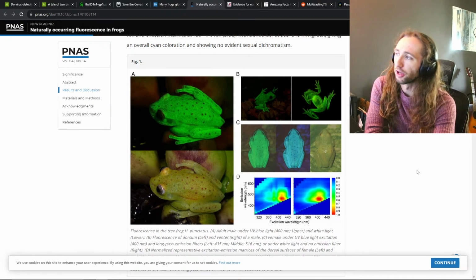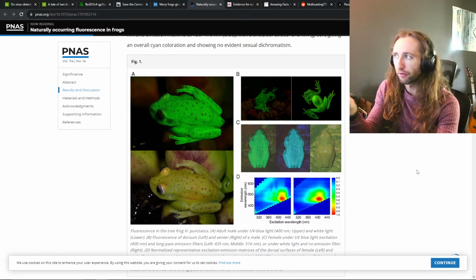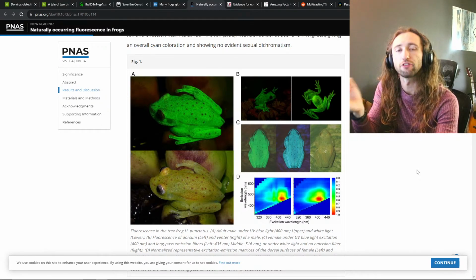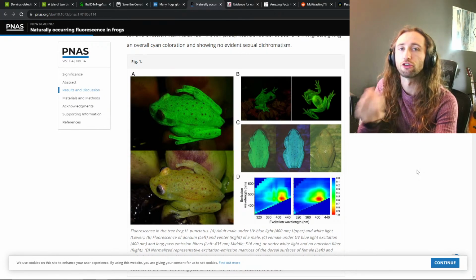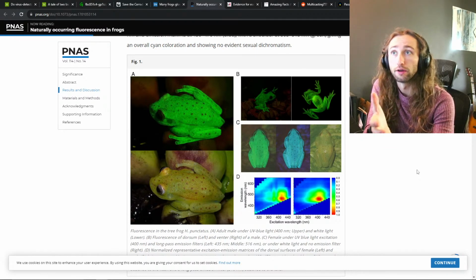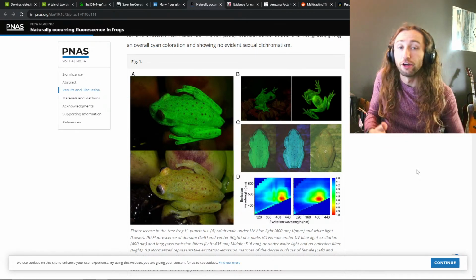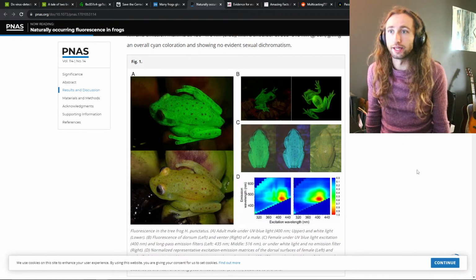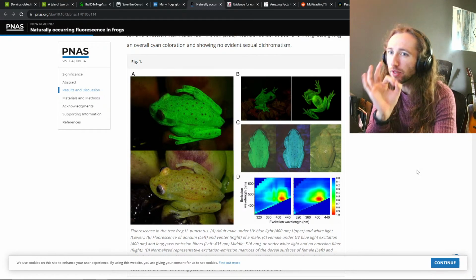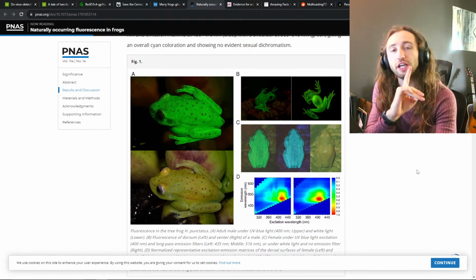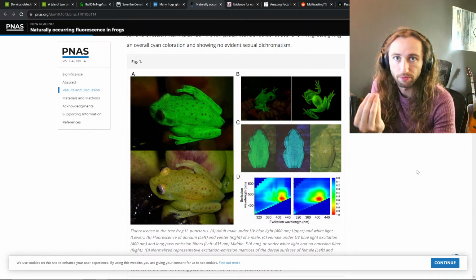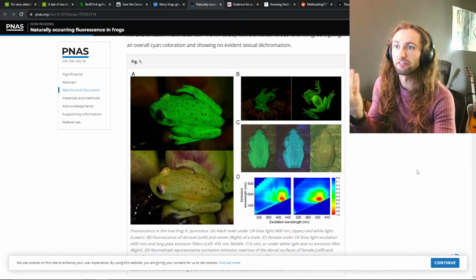And the current thought, this is still all very new information to us, but the current thought is that this fluorescence actually helps frogs find each other during twilight conditions when they are at their most active. Again, frogs are most active during twilight. And so if they're able to fluoresce just a little bit, even if it's a minuscule amount, and the other frogs are able to detect them, then that's how they can find each other at nighttime.